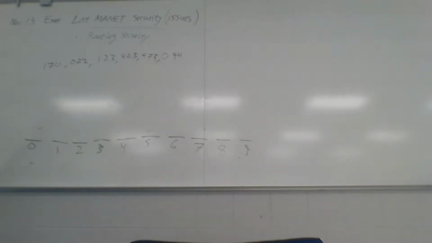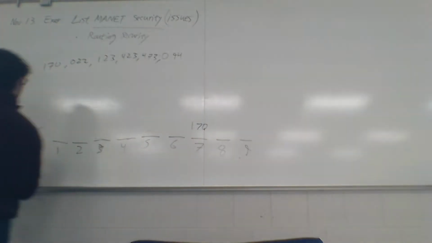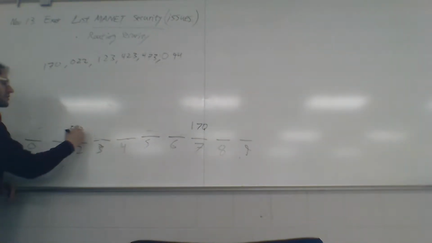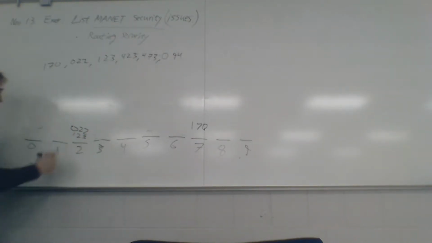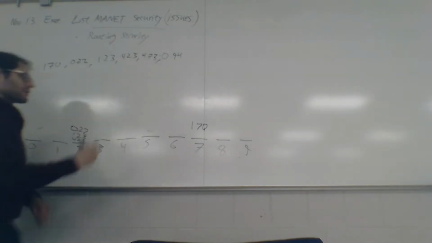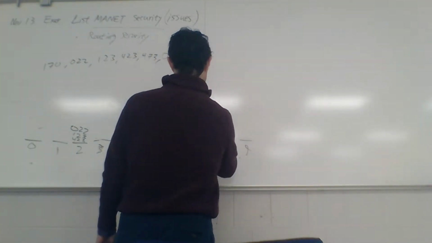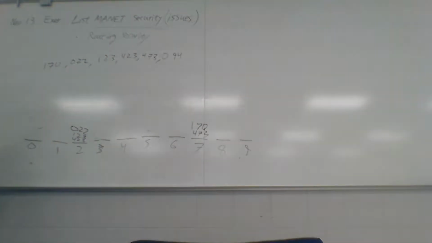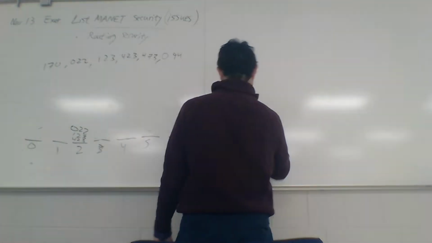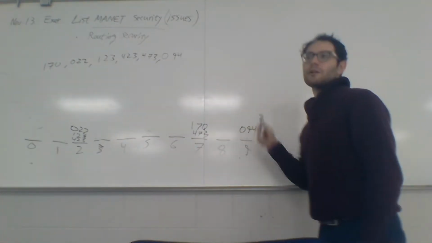All right. So the next step is we are going to sort based on the middle digit. We're going to just throw them into queues based on their middle digit. So 170 goes into here. 022 goes here because the middle digit's a 2. 123 also goes in here because its middle digit is a 2. 423 also goes in here because its middle digit is a 2. 473 goes into the 7 because its middle digit is a 7. And 094 goes into the 9 queue because its middle is a 9, right?